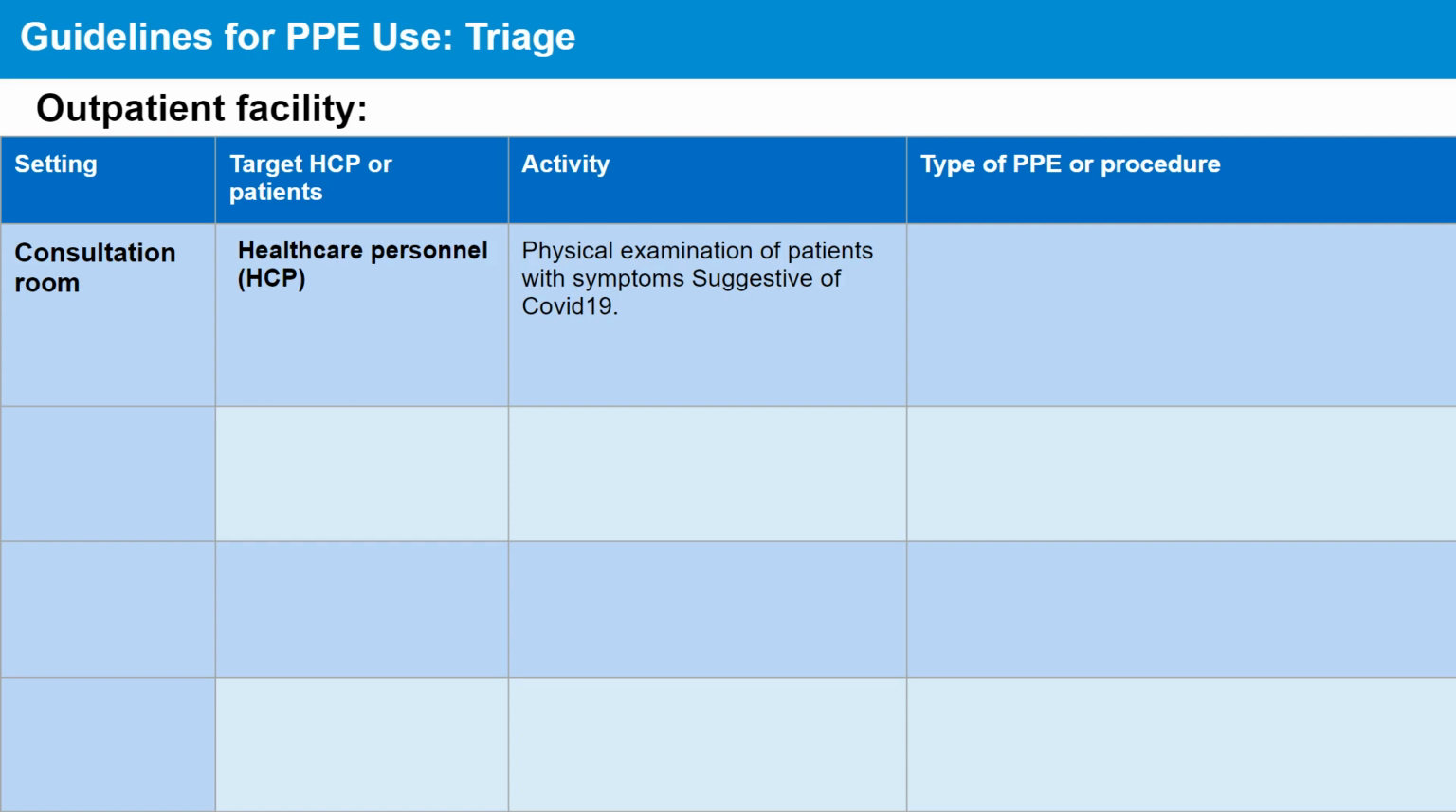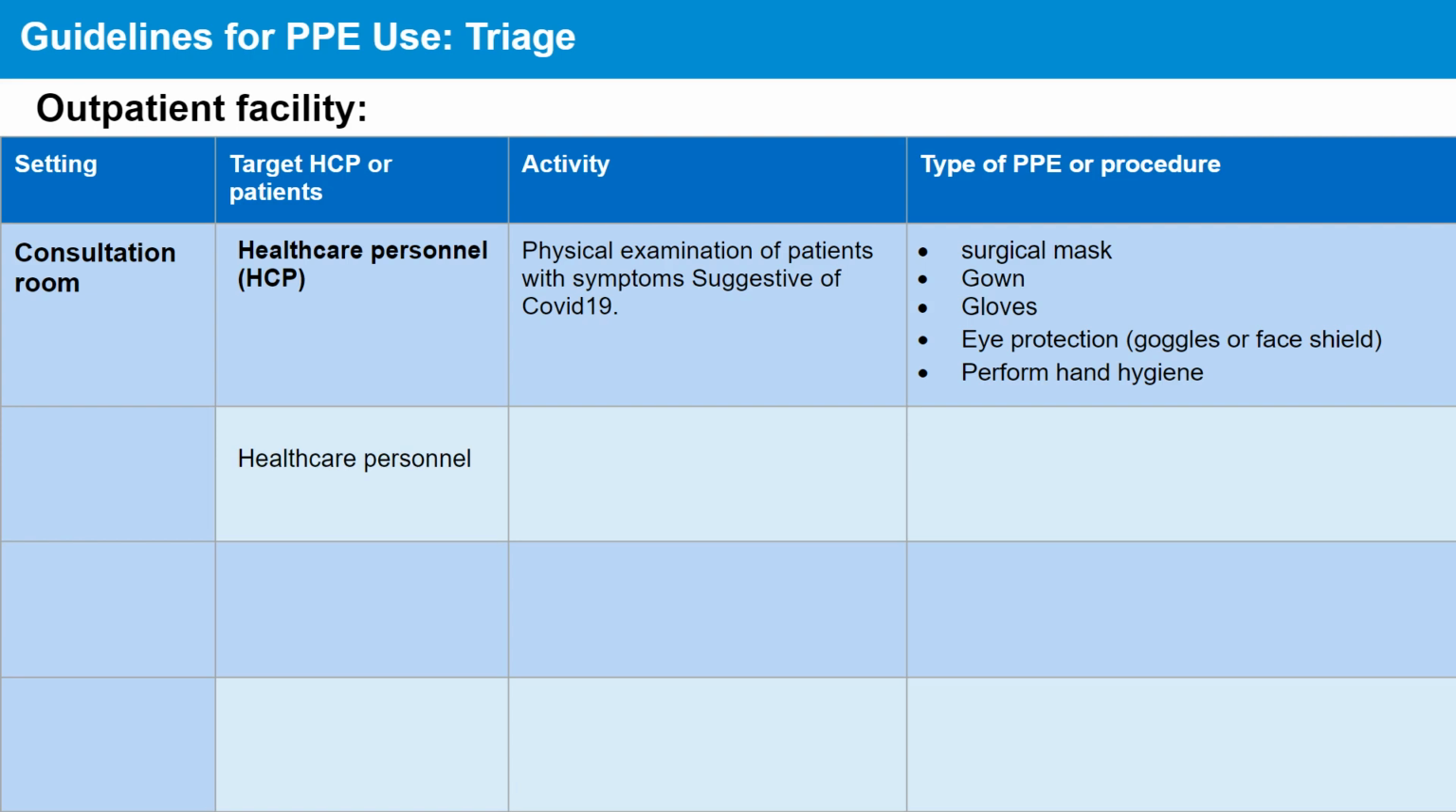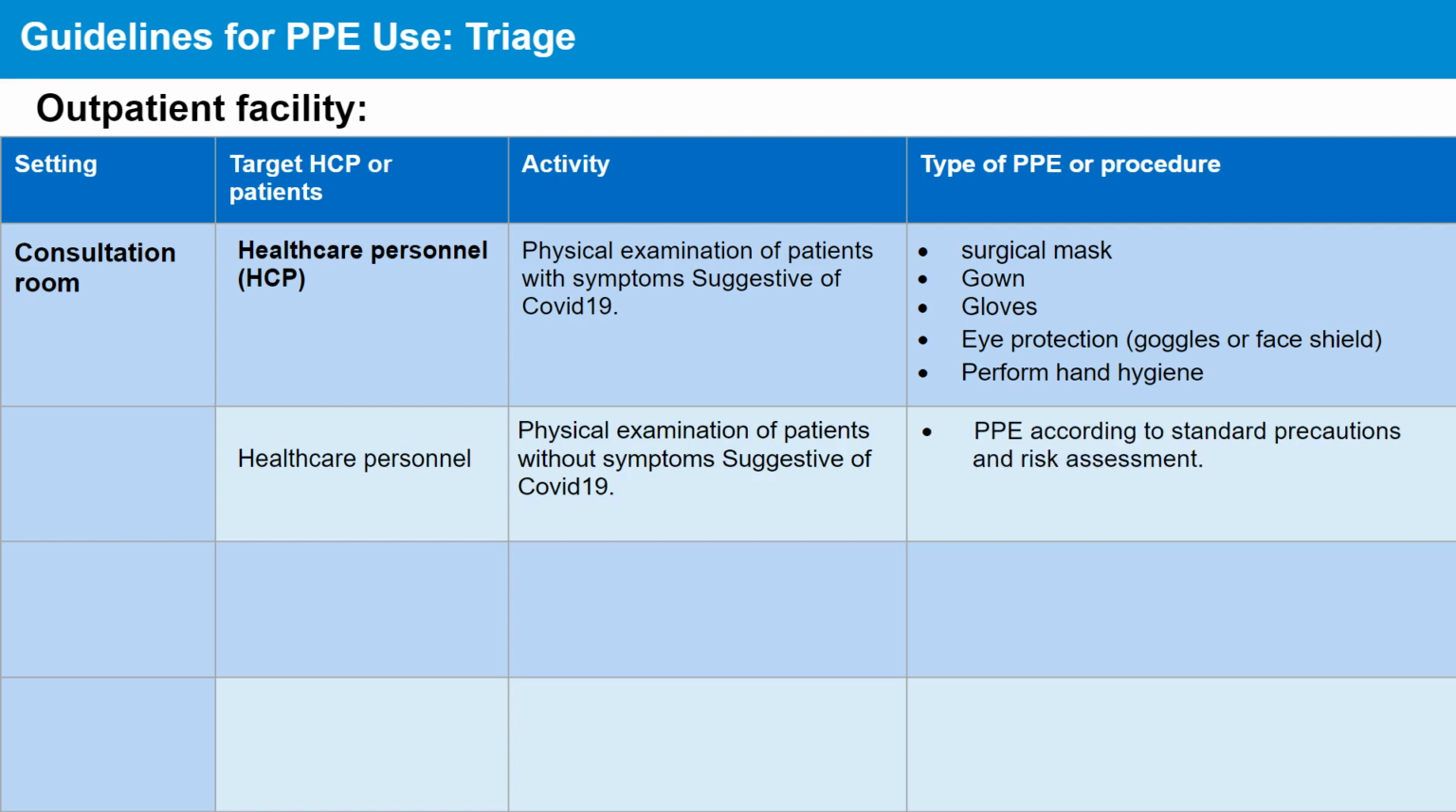In such a scenario, healthcare personnel should wear surgical masks, gowns, gloves, and eye protection such as goggles or face shield. They should also perform hand hygiene. Healthcare personnel involved in the physical examination of patients without symptoms suggestive of COVID-19 should wear personal protective equipment according to standard precautions and risk assessment and perform hand hygiene.